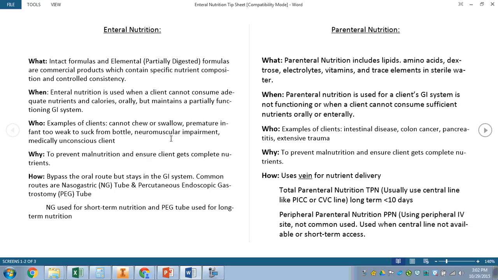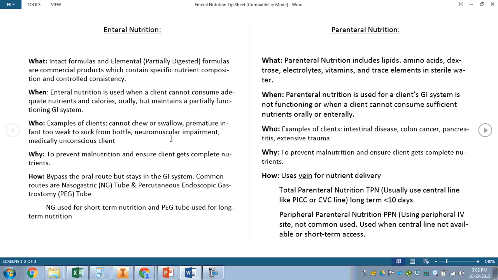Why do we do it? To prevent malnutrition and ensure that the client gets complete nutrients. And how do we do it? By bypassing that oral route, but it stays in the GI system. Common routes are NG tube and PEG tube. There is also a J tube, a jejunum tube. So if you hear J tube, something like that does exist. NG tube is used for short term, PEG tube is used for long term. Okay? Those are key points.